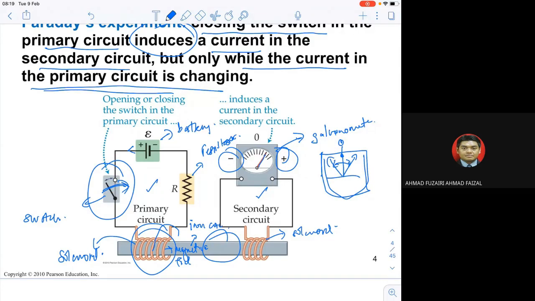The current must always change in the primary circuit, in order to have a stable current in the secondary circuit. You must always close and open, close and open, close and open. You will play around with the current, and the current keeps changing from time to time, and the changing of the current in the primary circuit will make the secondary circuit have a stable current. That's why we are saying the secondary circuit will have an induced current.